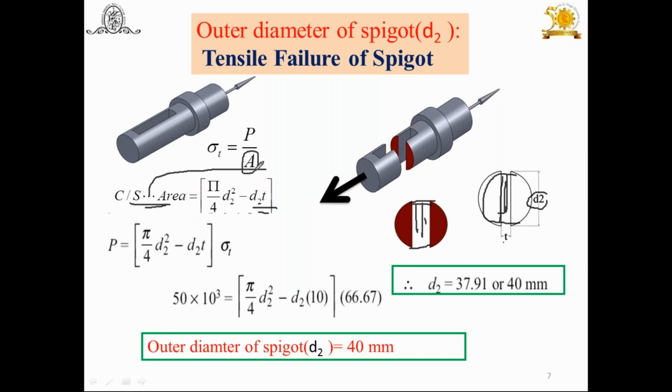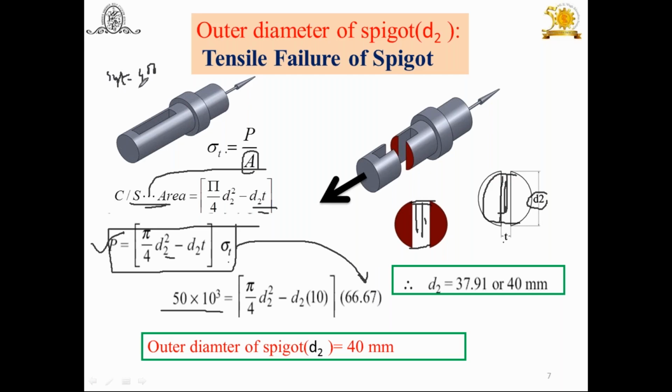You can substitute this here. So you will get sigma t is equal to P by A. P is equal to this relation. But we know P, 50 kilonewton. Then what is d2? We don't know. Sigma t we know very well, because this spigot is also made of plain carbon steel with SYT of 400 Newton per mm square. This 400 upon 6, you will get the permissible sigma t, that is SYT upon FOS, 66.67. So by solving this equation, you will get d2.